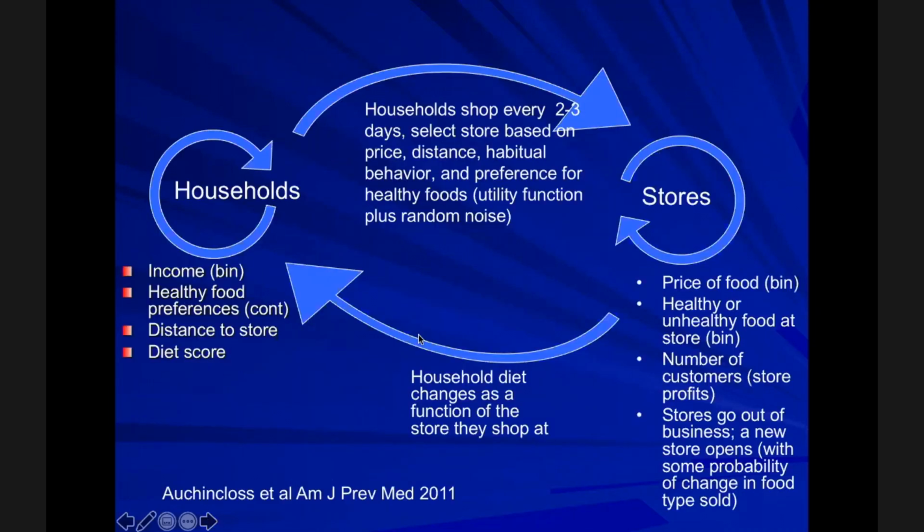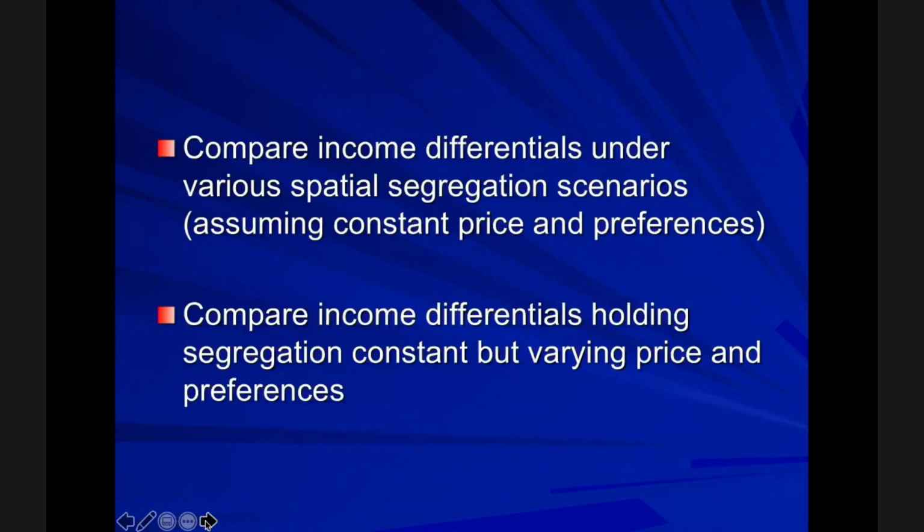So I don't have time to get into the details of this, but basically this model has two types of agents, households and stores. They each have attributes and they behave in certain ways. People shop, stores react to how many people are shopping, etc. So we used this model to address our first question: compare income differentials under various spatial segregation scenarios, assuming constant price of food, so no differences between healthy and unhealthy foods in price, and constant preferences. And then we compared income differentials holding segregation constant, but varying price and preferences.